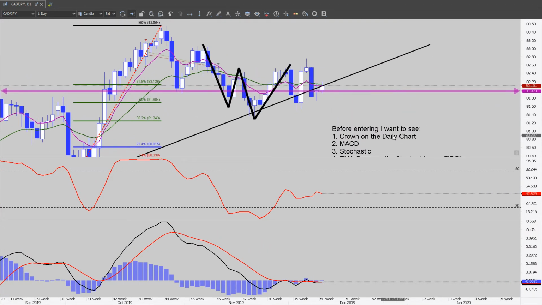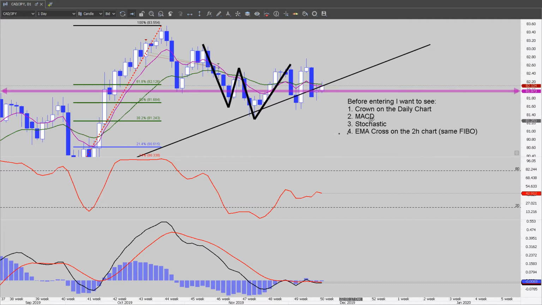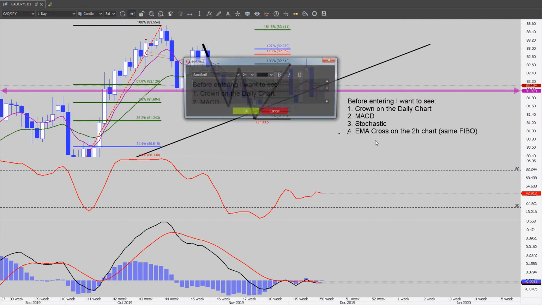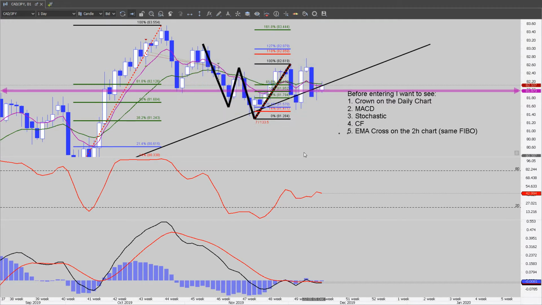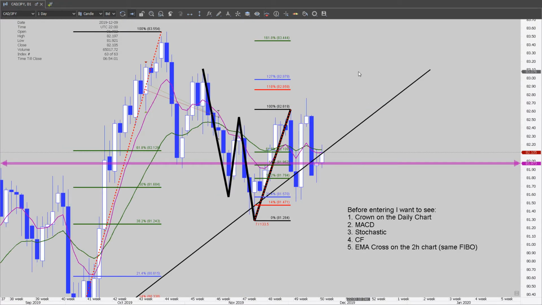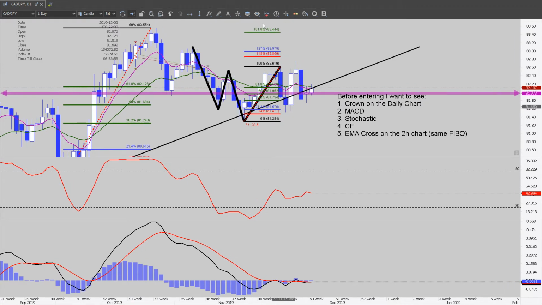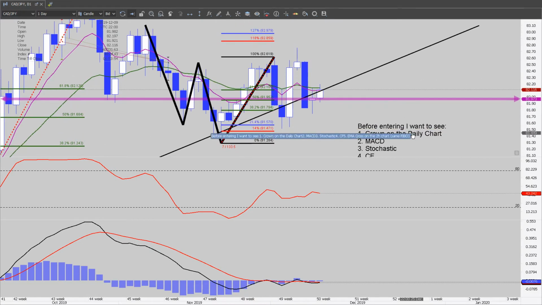And we learned about the crowns. We are not going to enter, we are going to enter on the Fibonacci. And of course, what am I missing? I'm missing the stochastic. Number 4 would be CF, which stands for candlestick formation, but the most important is I'm going to use the EMA cross on the 2-hour chart. So this is a strategy, and we can check any currency pair if you want, everybody.